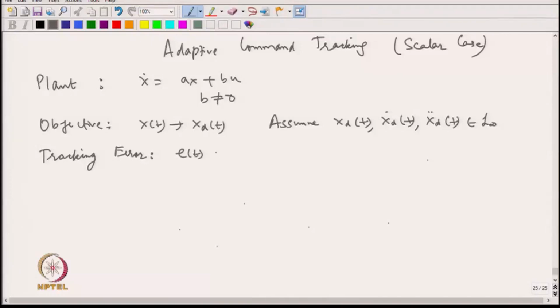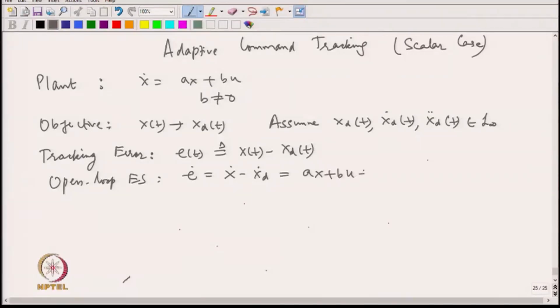e(t) is defined as x(t) minus x_d(t), and then we try to find the error dynamics. So, the open loop error system is given by taking the time derivative of the tracking error, which gives Ax plus Bu minus x_d dot.